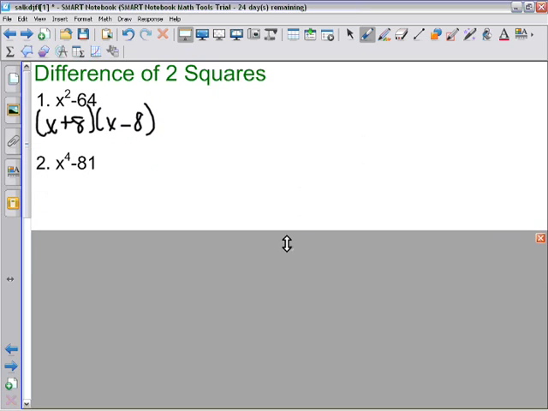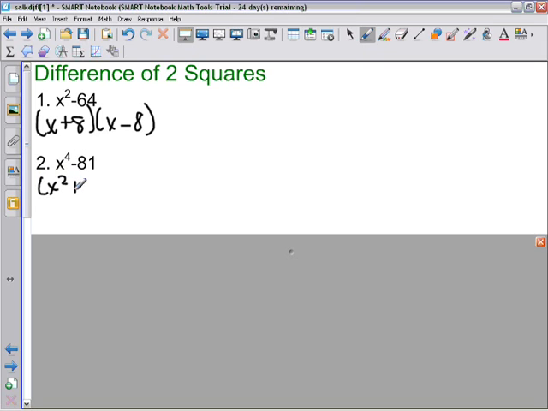Let's look at the next problem, x to the 4th minus 81. The two squares are x squared and 9. So you get x squared plus 9 times the quantity x squared minus 9. But this problem can still be factored even more, with x squared minus 9, because the square roots are x and 3. So you have x squared plus 9 times the quantity x plus 3 times the quantity x minus 3.